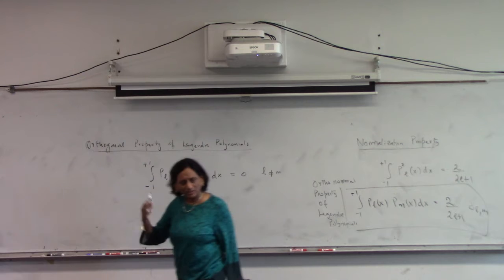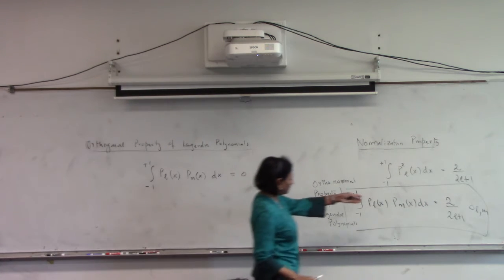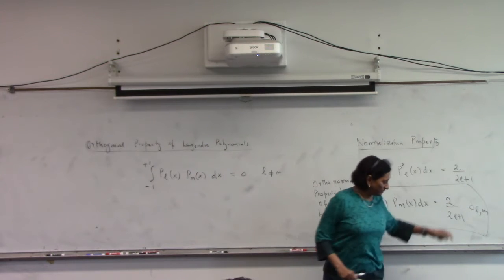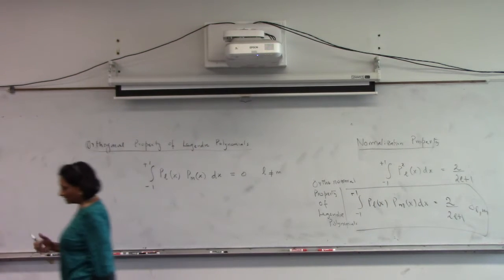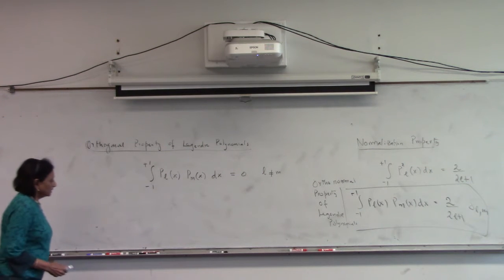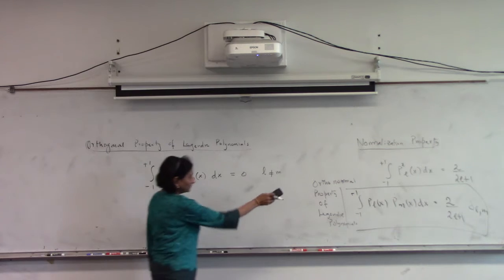So for each special function, you'll have such things. The normalization property, you have to find out what that is, in each of Bessel and everything. Okay. So first we're going to prove this, and then we'll come to that one.